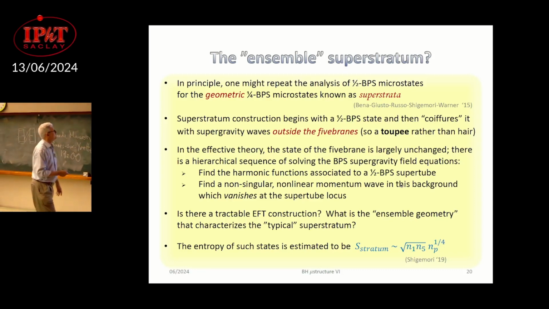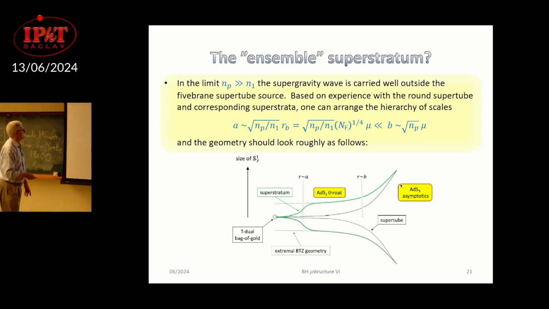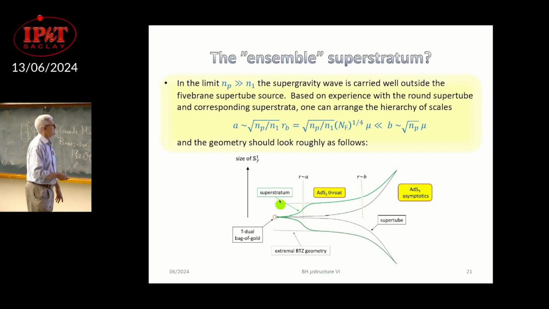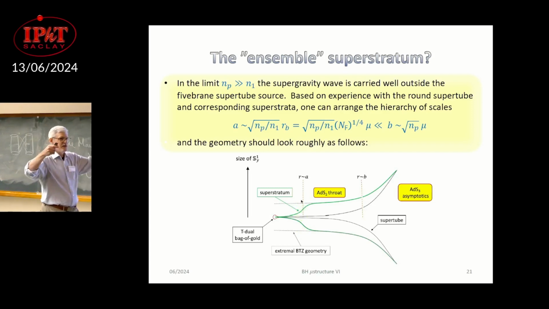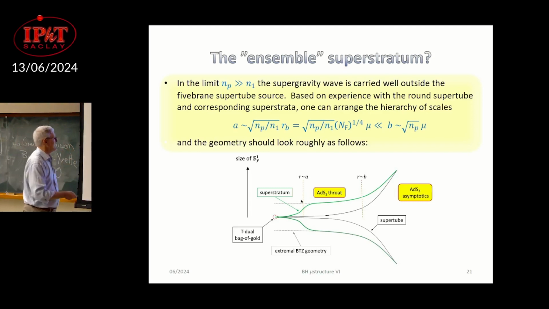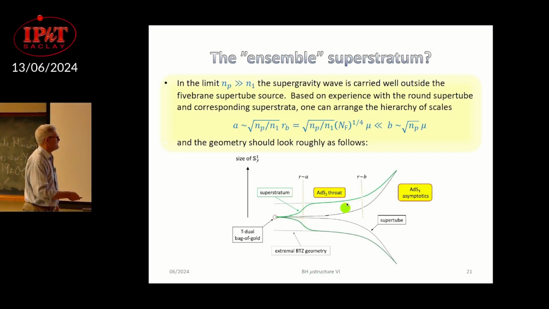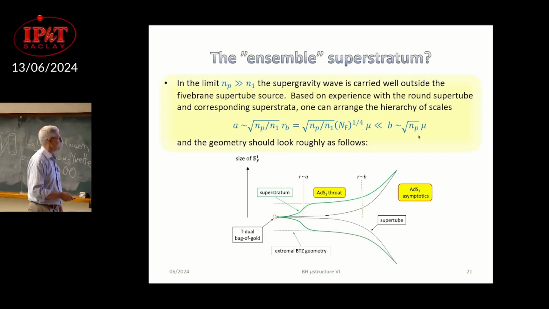Okay. But I think the geometry might look something a little bit like this then, where you say, okay, there's this T-dual 5-brane bag of gold, and then there's some momentum wave that's sitting outside, and then once you get in the vicinity of where this momentum wave is, it starts puffing out the Y circle to some big size, and then you have an AdS2-like throat that then, once you get to the scale of the momentum charge, asymptotes to AdS3.